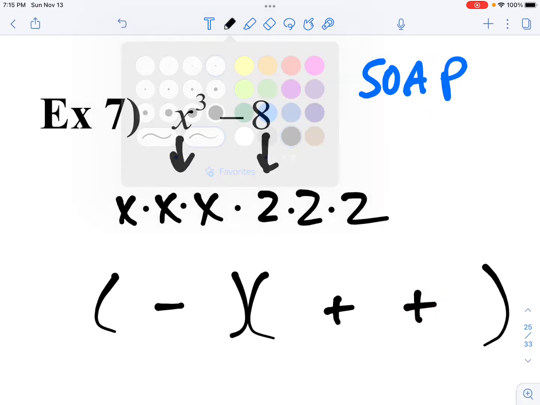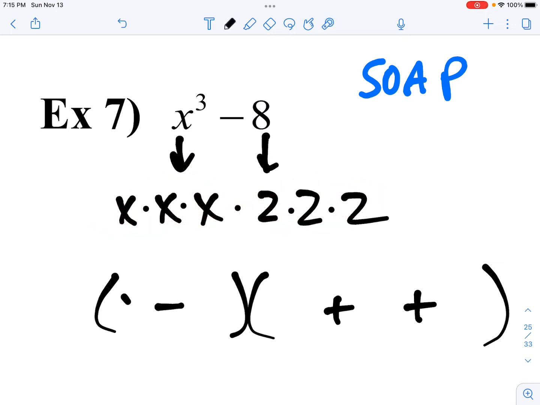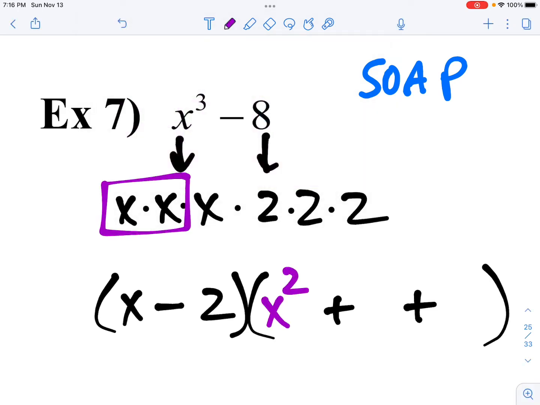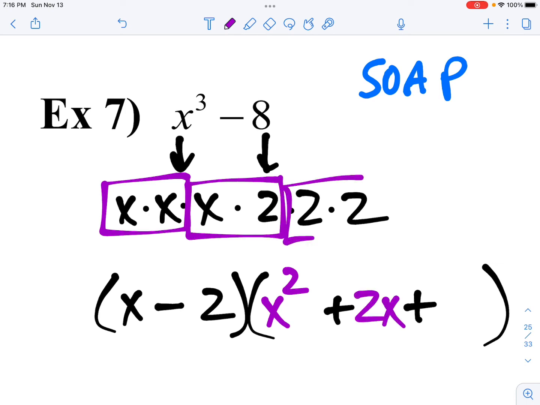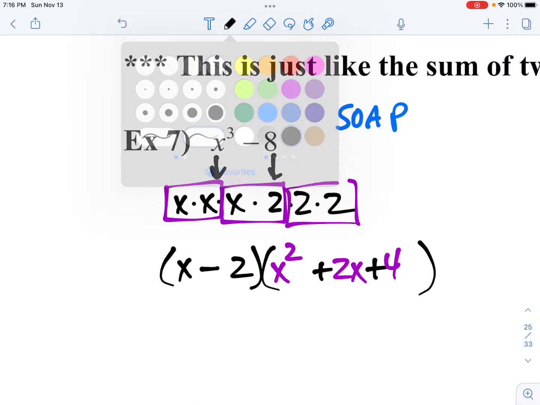So the uncubed stuff is what we put in first. So the X and the 2, that's what goes first in the little parentheses. And then I'm going to buddy these up. X times X is X squared. X times 2 is 2X. And 2 times 2 is 4. And that is going to be our answer for that one.